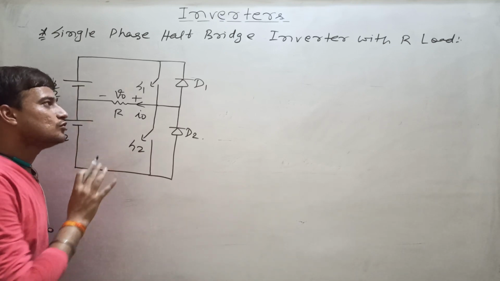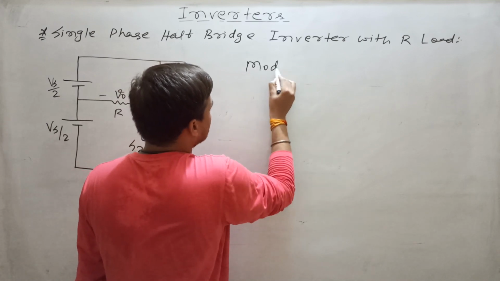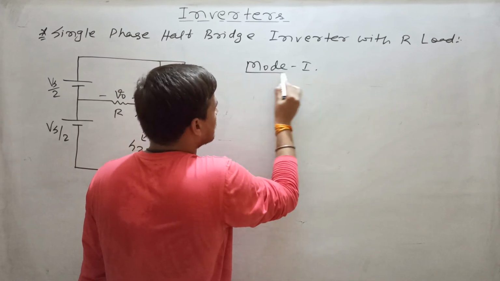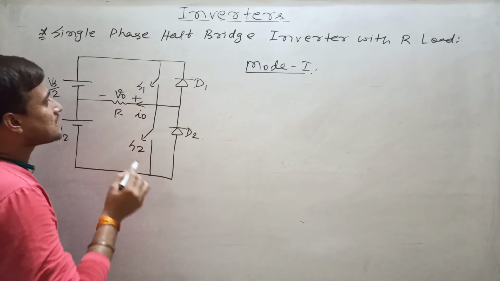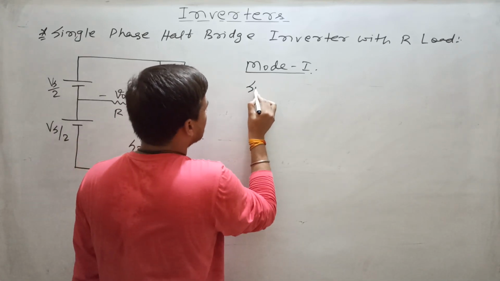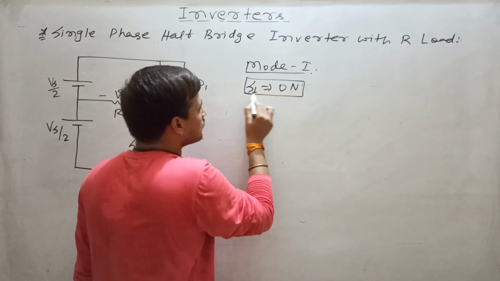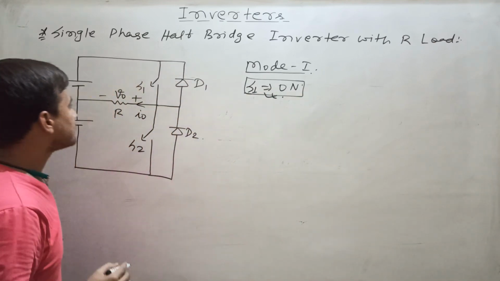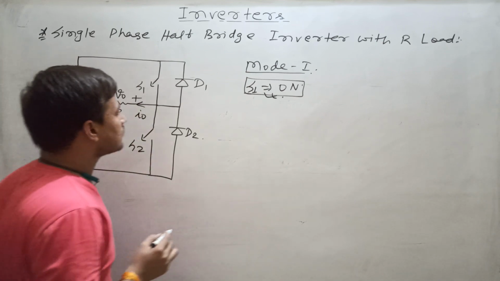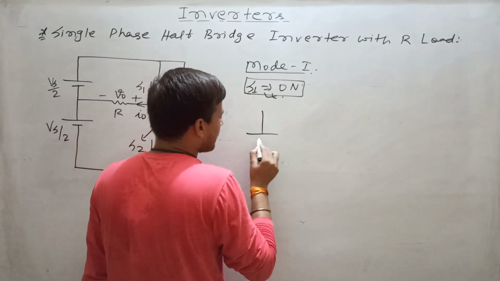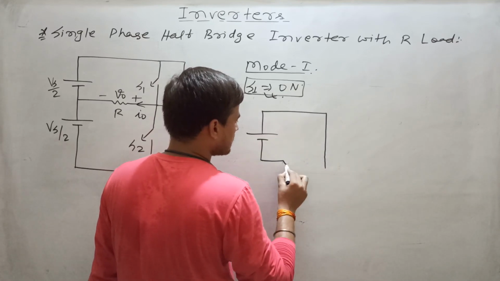So there are two modes. Let us write mode 1. In mode 1, what happens? Switch S1 is turned on. You are going to turn on S1. So if switch S1 is turned on, S2 is already turned off. So now what will you see? You will have the circuit like this.